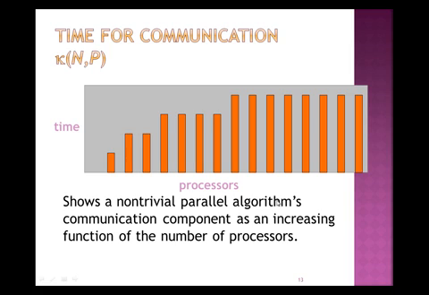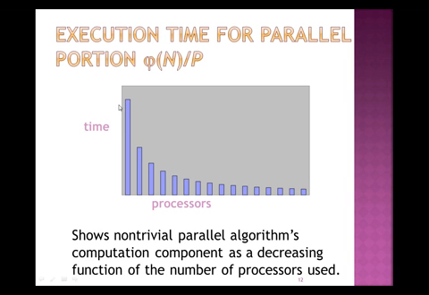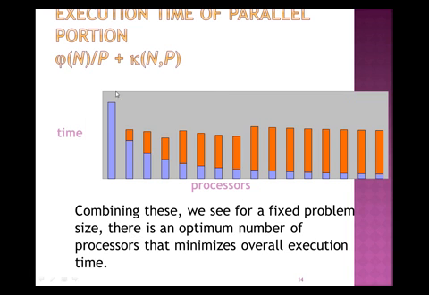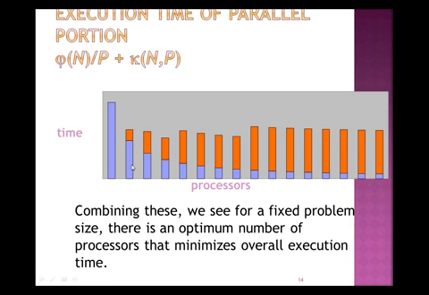This shows a non-trivial parallel algorithm whose communication component is an increasing function of the number of processors. This is the execution time of the parallel portion, that is, φ(n) divided by p plus κ(n, p). These are the multiple problems denoted by the processor and the time. So this is the combination. This is denoted by blue, that is the parallel system. These are the communication problem. This is the combination of the parallel as well as the communication problem. This is blue, this is red.